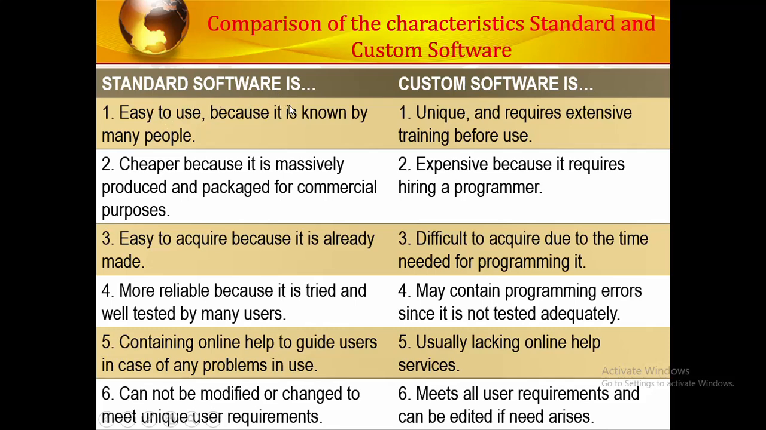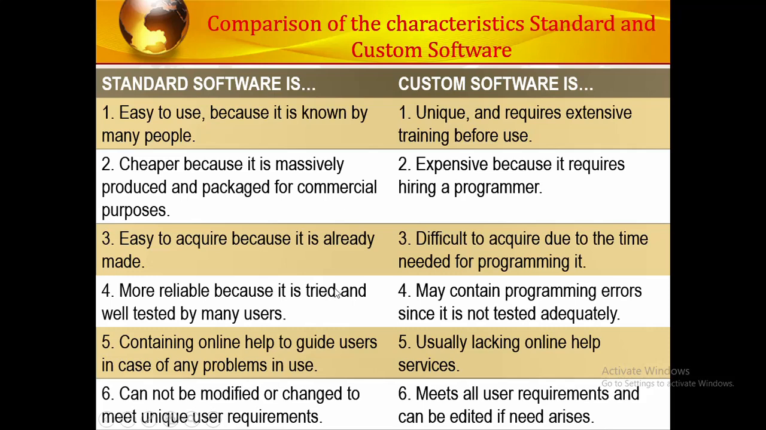Standard software is easy to use because it is known by many people. Custom is unique and requires quite extensive training before use. Standard is cheaper because it is mass produced and packaged for commercial purposes. Custom is expensive, it requires higher programming. Standard is easy to acquire because it's already made. But custom is difficult to acquire due to the time needed for programming it.